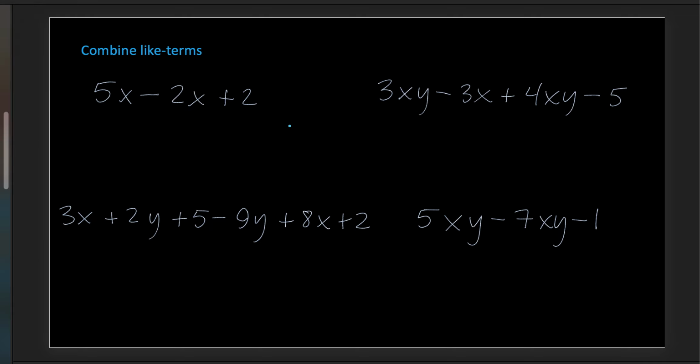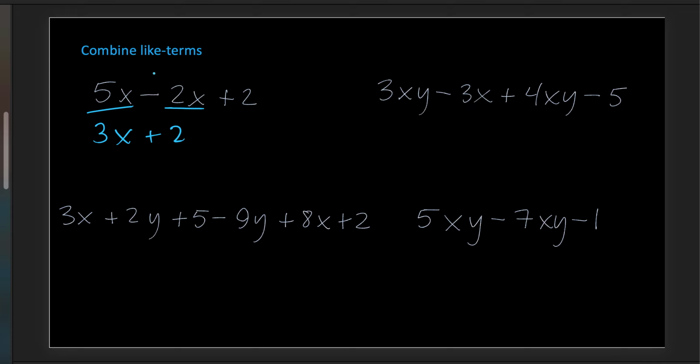So for this first problem, we have 5x minus 2x plus 2. So you have to look for terms that are alike. These two are alike because they're both x terms. This is not an x term, it's just a number. So we cannot combine them with those. But we know 5x minus 2x is 3x. And then I bring down that 2 as well.